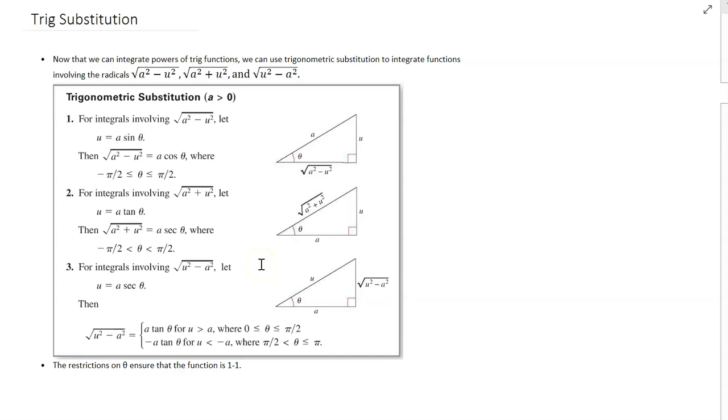So now that we can integrate powers of trig functions, we can use trigonometric substitution to evaluate functions that involve the radicals: the square root of a squared minus u squared, the square root of a squared plus u squared, and the square root of u squared minus a squared.